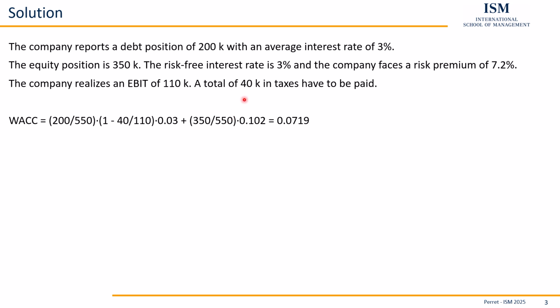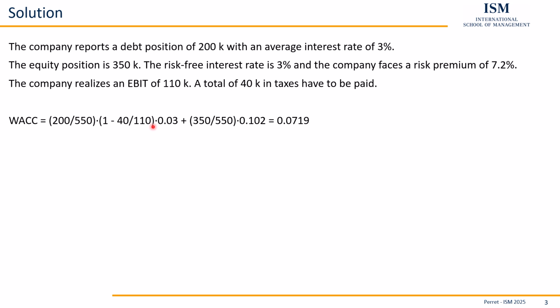Since we have taxes, we have to adjust the part here with the costs of capital for the tax rate. Well, we do not have a tax rate, but the tax rate can easily be calculated. Usually it's based here on the EBIT numbers. Since we pay 40K in taxes, we can simply divide 40K by 110K, giving us here the tax rate. And then we're going to multiply this whole part with 1 minus this tax rate.